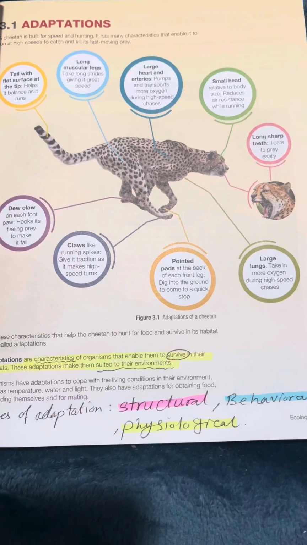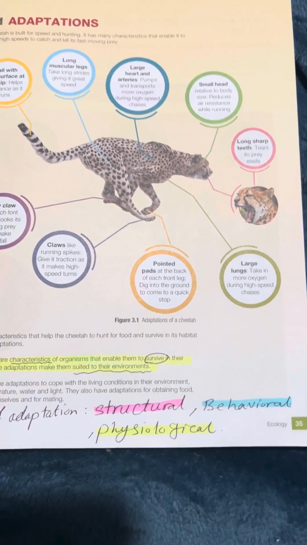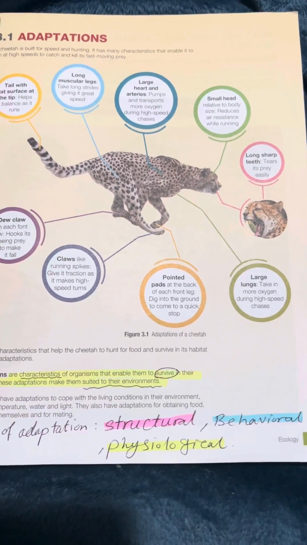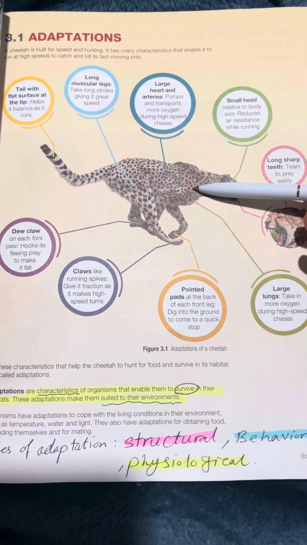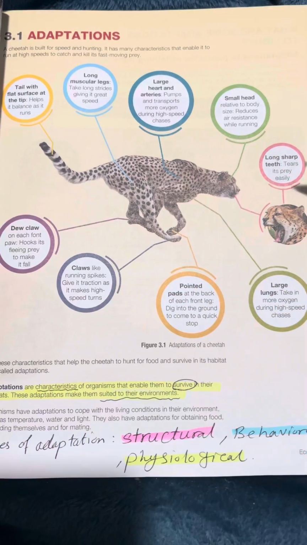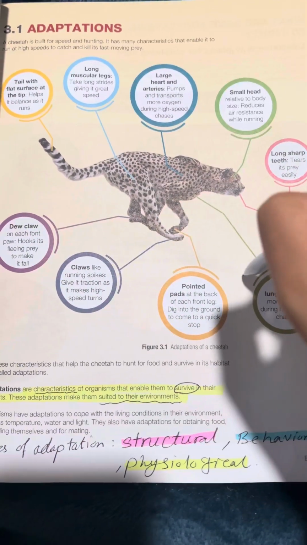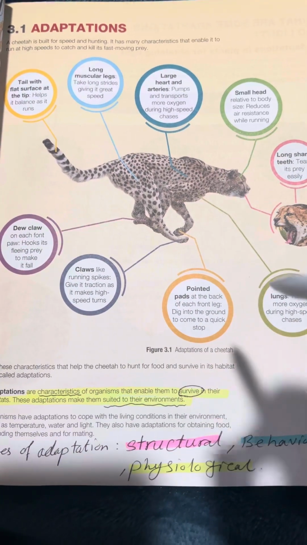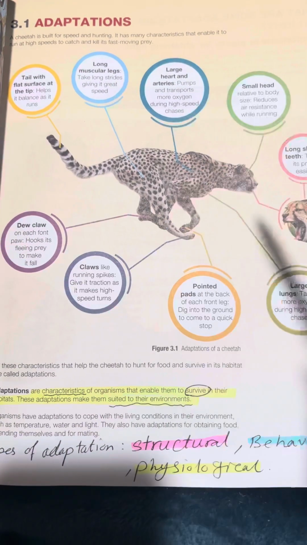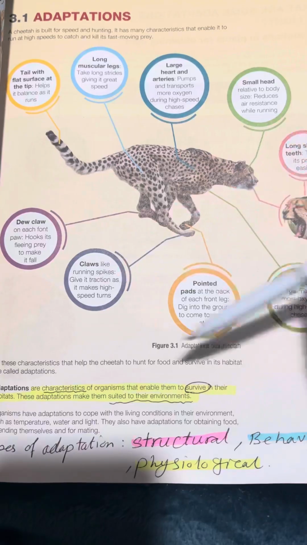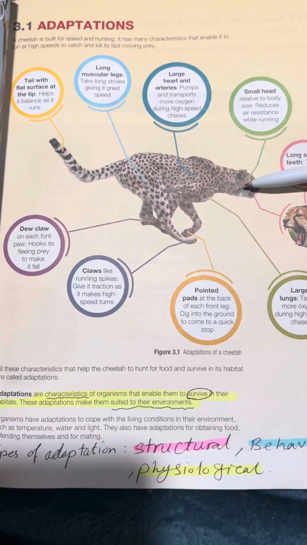This is 3.1 adaptation topic, page 35. Okay, in the beginning we have a cheetah here with a lot of information. What is this information exactly? These are the adaptations. And this is not everything, by the way. We have a lot of other adaptations. These are just examples. So, what do we have here?